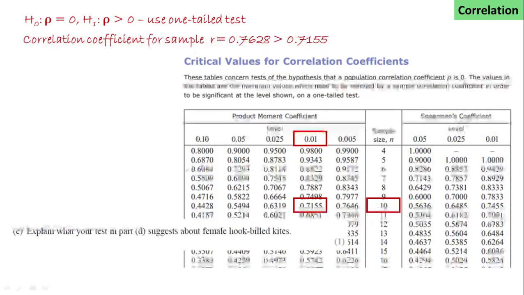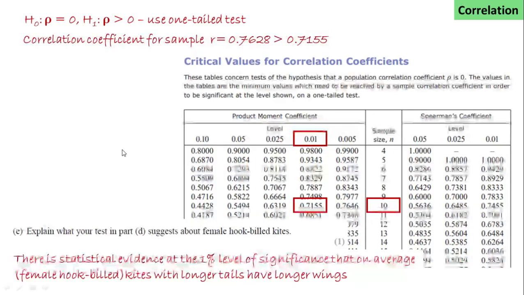What does it suggest about female hook-billed kites? It means there's statistical evidence at the 1% level of significance that, on average, female hook-billed kites with longer tails will have longer wings. Okay.